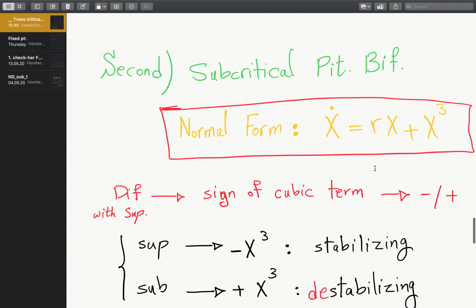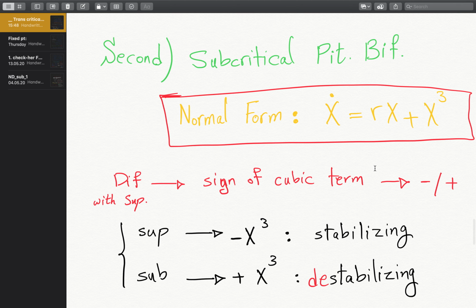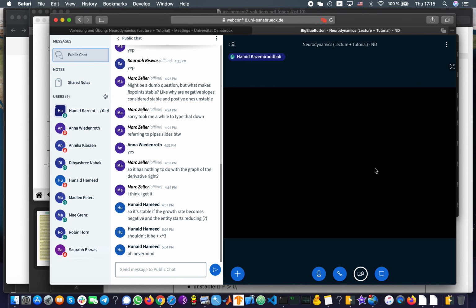So this was the supercritical, and now we want to talk about subcritical. Any question?